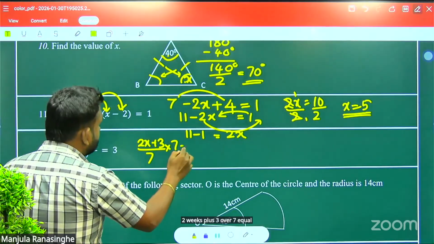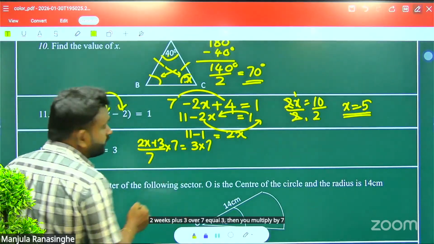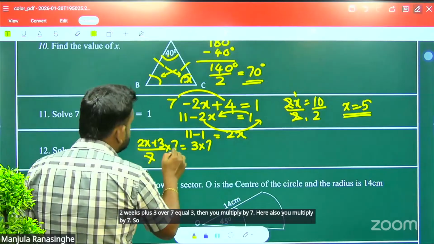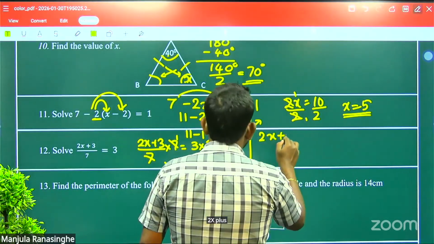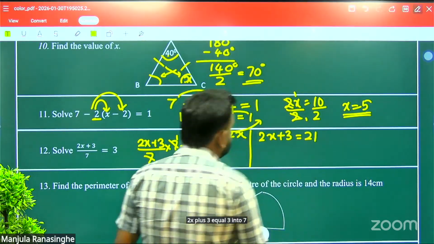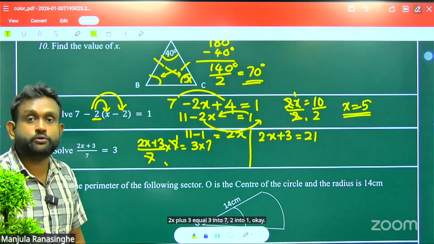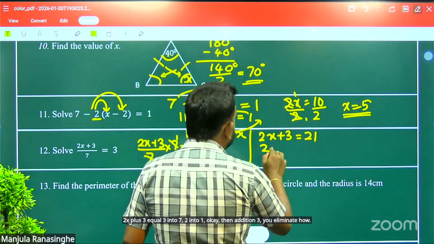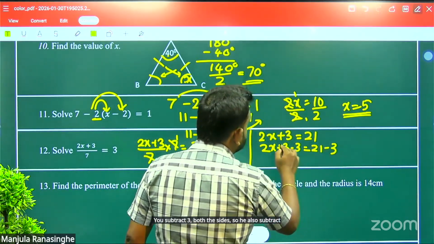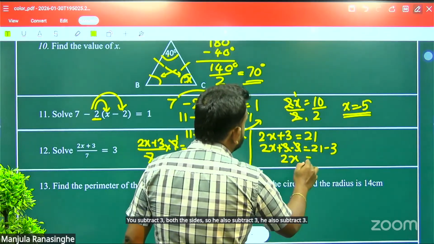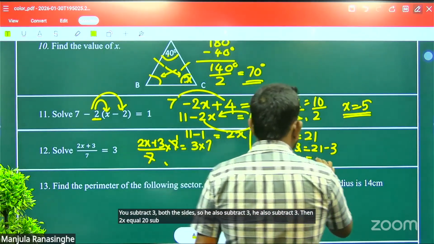Then you multiply by 7. Here also you multiply by 7. So 7 and 7 simplify. So you can take 2x + 3 = 3 into 7, 21. Okay, then the addition of 3, you eliminate. How? You subtract 3 on both sides. So here also subtract 3, here also subtract 3. Then 2x = 21 subtract 3 means 18.